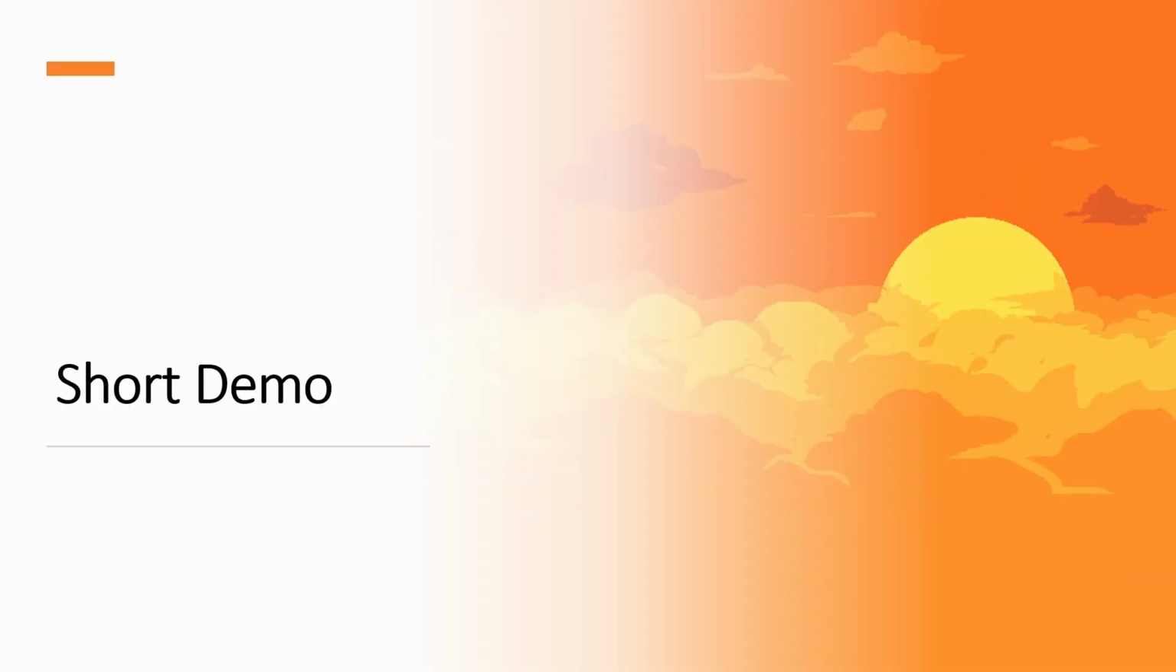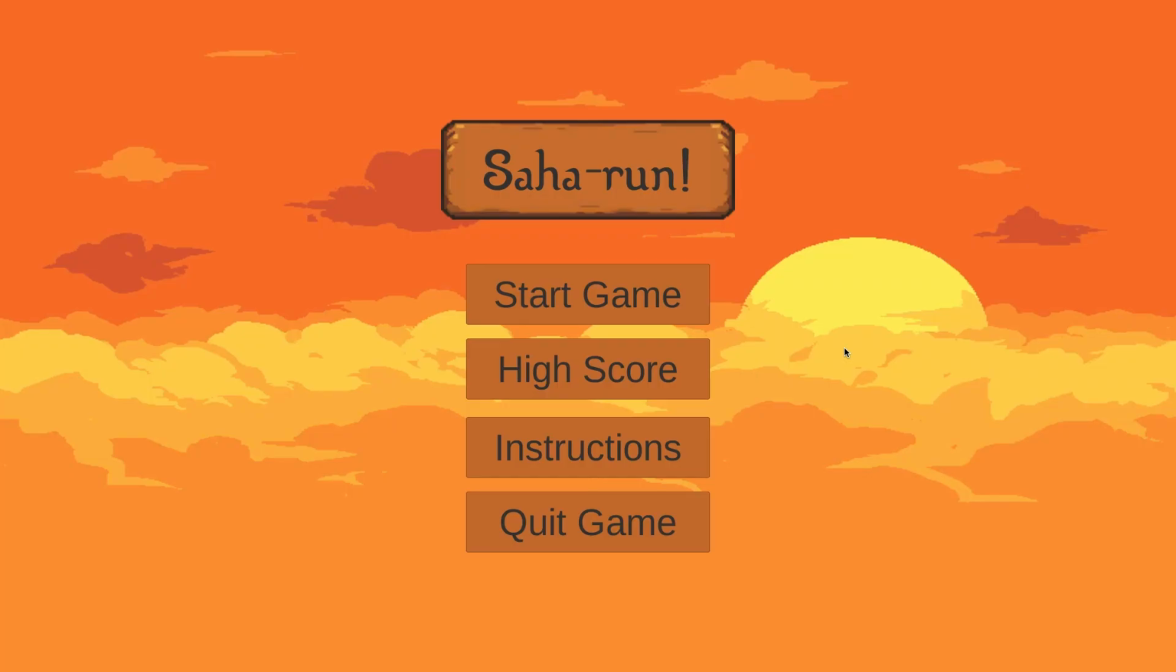Alright, so now let's begin our short demo of the game. As you start the game, you will be greeted with this main menu, and there are several options here. You can start the game, which will take you to the level selector, you can check your high score, you can check the instructions of the game, and you can also quit the game from the main menu. So let us start off with the high score menu.